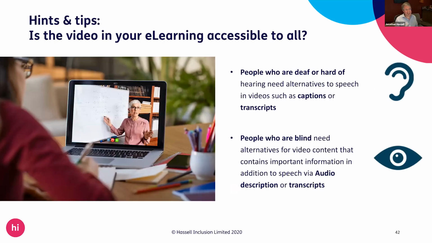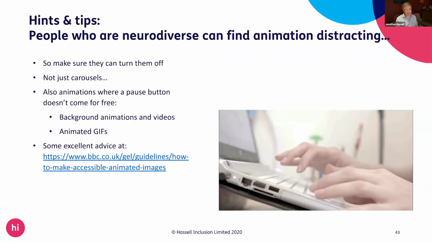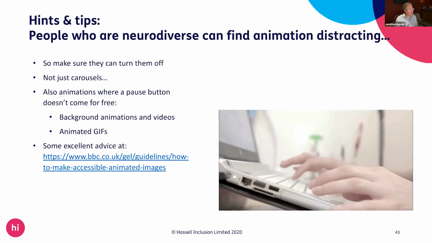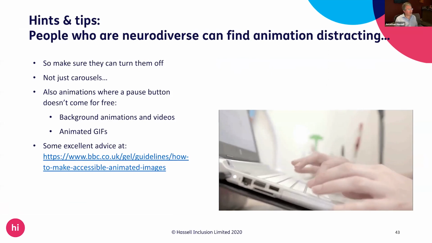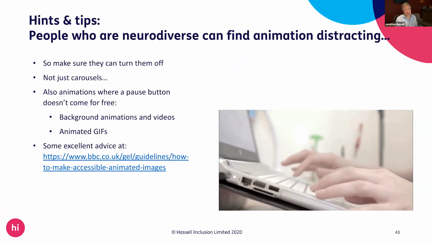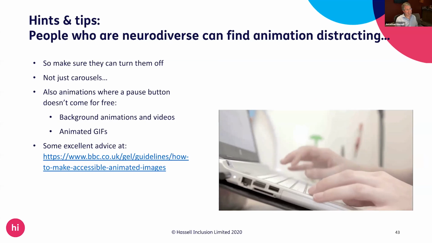We've mentioned captions and audio description in video in e-learning already. Here's one. Some people forget that some bits of video are actually animations. This is an animated GIF of somebody with a tremor trying to use a keyboard. I can't turn that off. That has no stop button because it's an animated GIF.